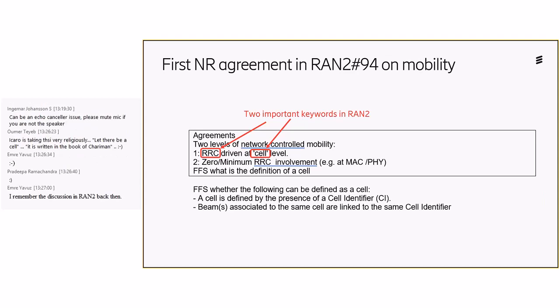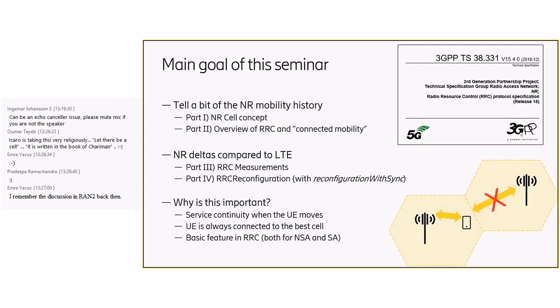RRC is one of the main protocols that we standardize. It's the main control plane protocol, at least. Many things are related to this concept of a cell. So the main goal of this seminar about mobility is, as I said, to tell a little bit of the NR mobility history. I will talk about the NR cell concept, at least some aspects of it, and give a bit of an overview of RRC and connected mobility.